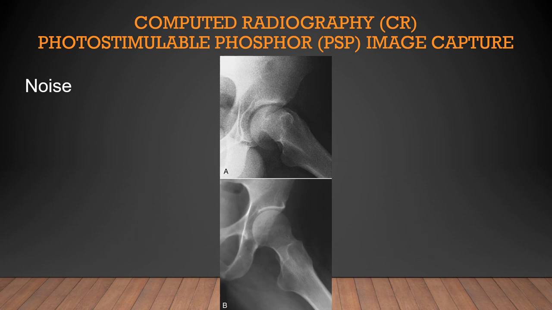With CR or PSP, we also have noise. We did not have this on x-ray. Well, we did, but I think it's more common if you have an ugly image that will appear on CR or PSP. It's anything that interferes with the formation of an image. The principal source of noise on a radiographic image is scatter radiation.